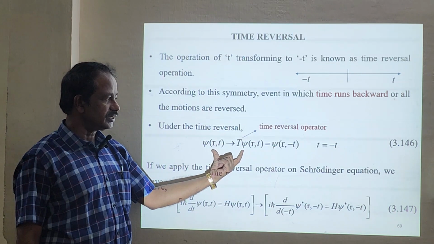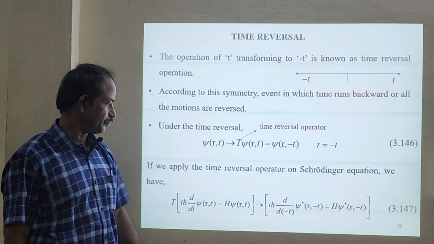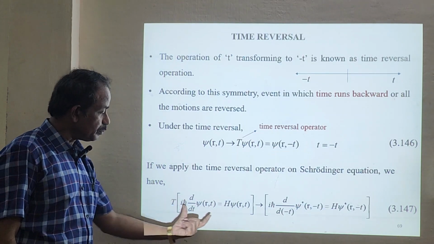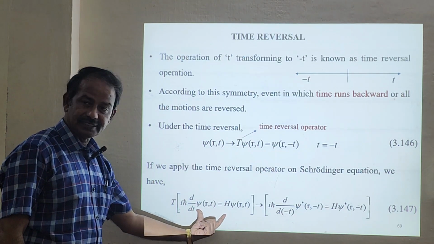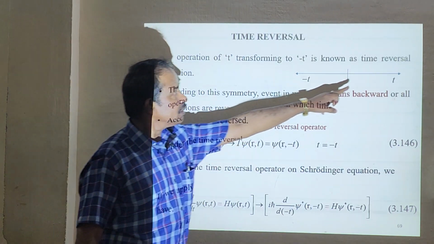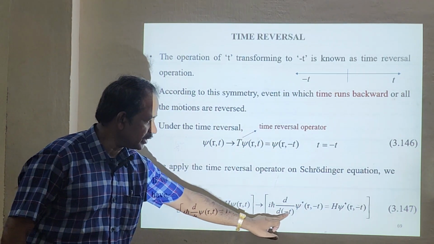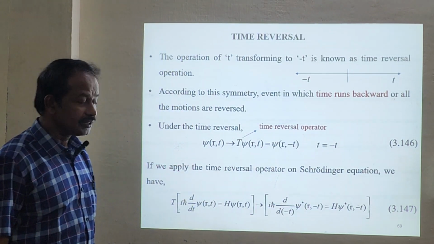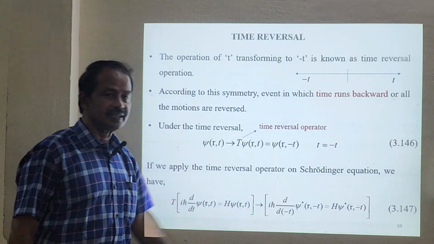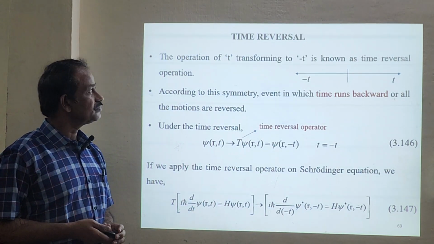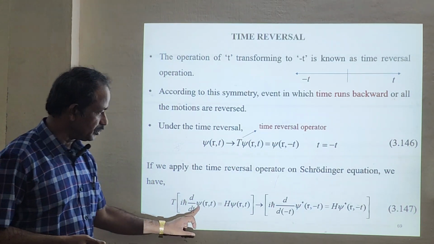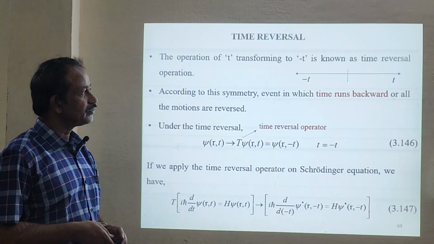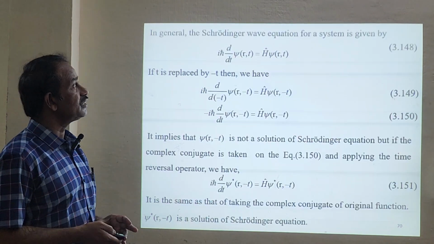So this is the definition for time reversal. When the time reversal operator operates on the Schrodinger wave equation, it will give us exactly this: t will become minus t. Correct? Also, psi will become psi star. You will have to take the complex conjugate. So psi will become psi star and t will become minus t. So this is the time reversal definition.